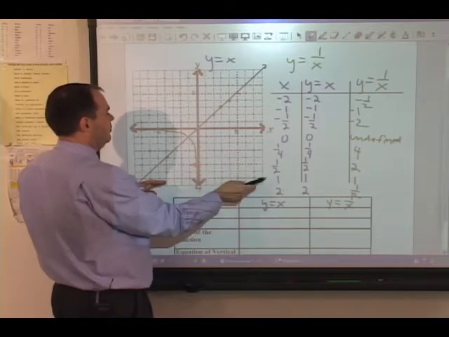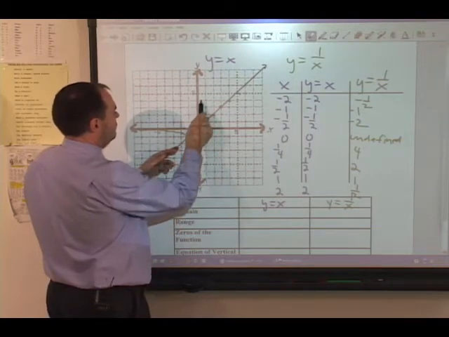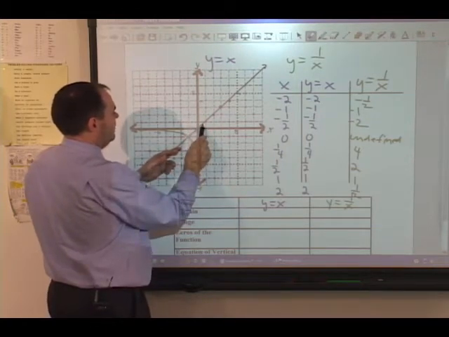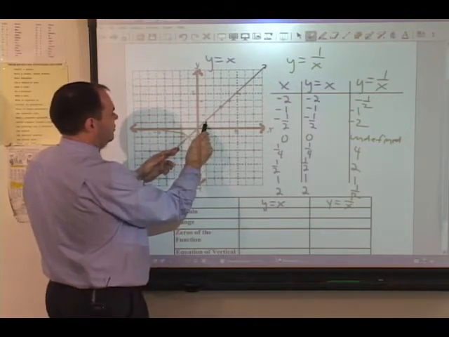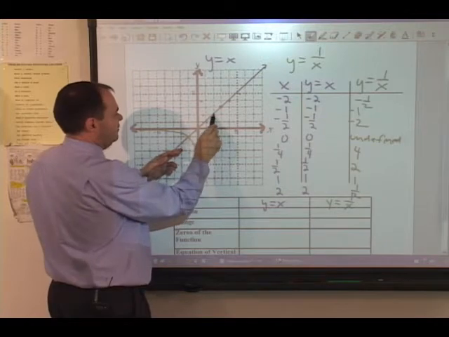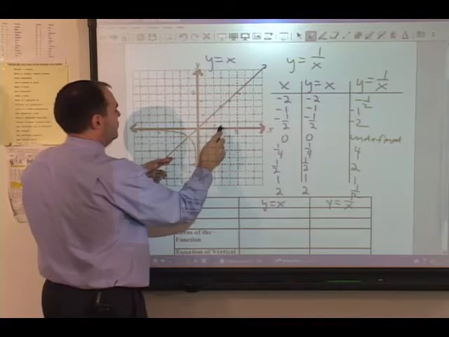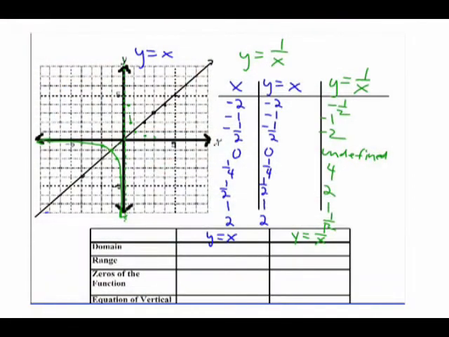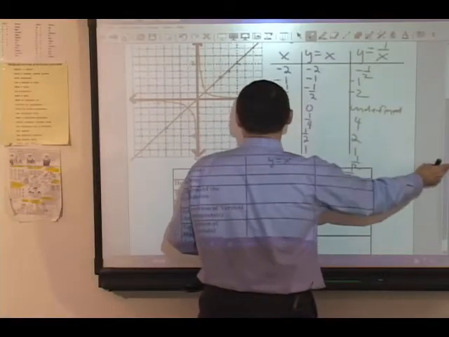Picking up with our table once again, a y value of a quarter, right around there, is now a y value of 4. A y value of a half is now a y value of 2. A y value of 1 is still a y value of 1. A y value of 2 is a y value of a half. And a y value of 3 is a y value of a third. And again, I can see the vertical asymptote and the horizontal asymptote coming into play. The shape of this graph is fairly typical of many reciprocal functions. Let's just take stock now in terms of the properties that we see.